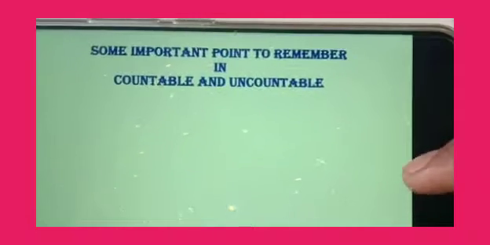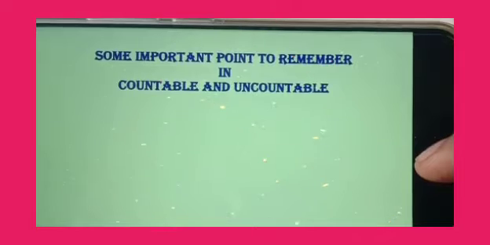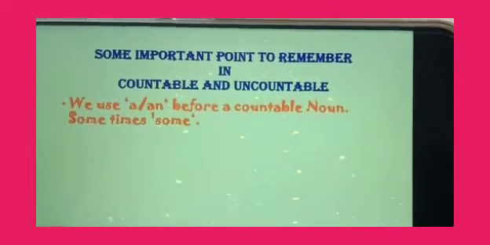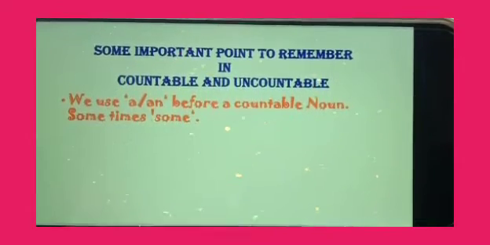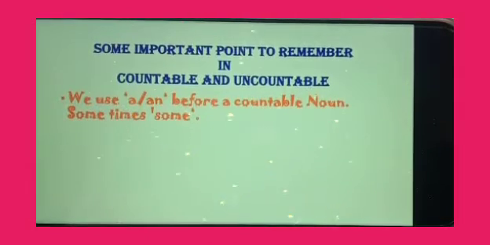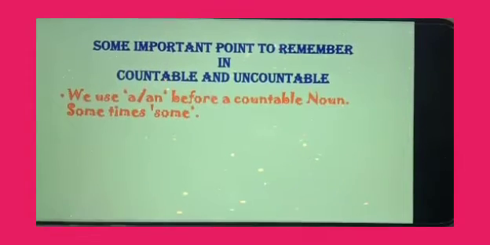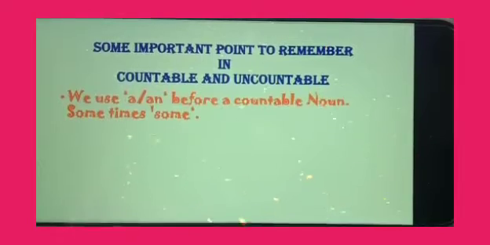Today we will see some important points to remember in countable and uncountable nouns. The first point: we use a and an before a countable noun. Sometimes we use some. When we are using a countable noun, before that word we can use a or an. Sometimes, in some cases, we write some with the countable noun.